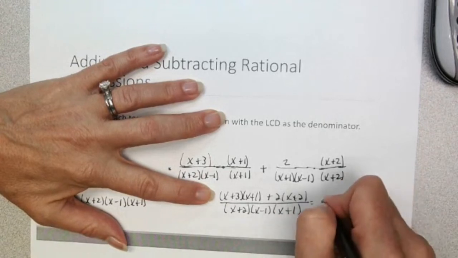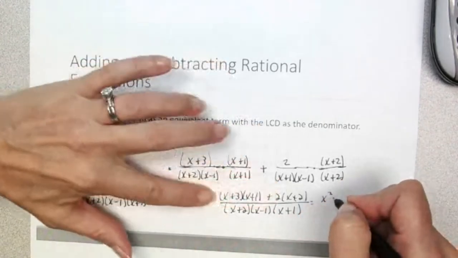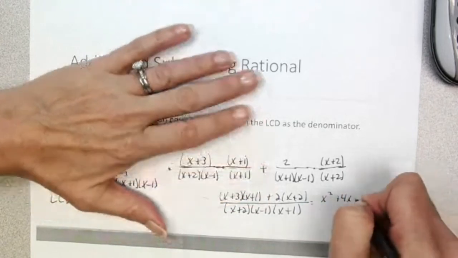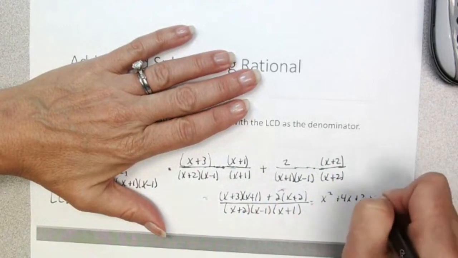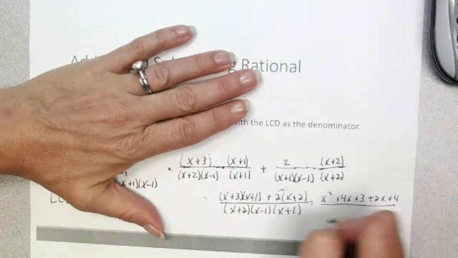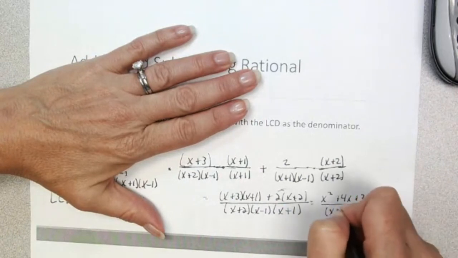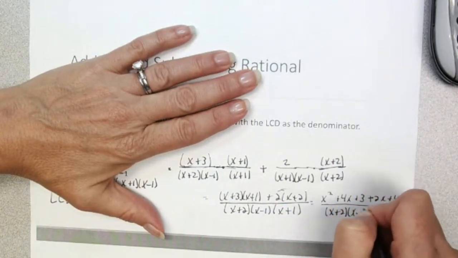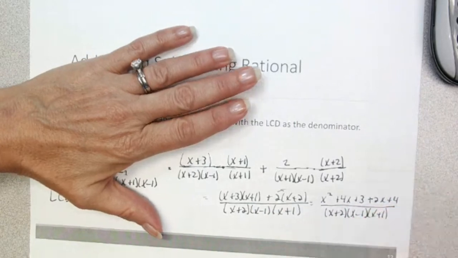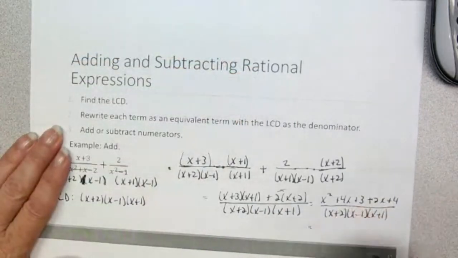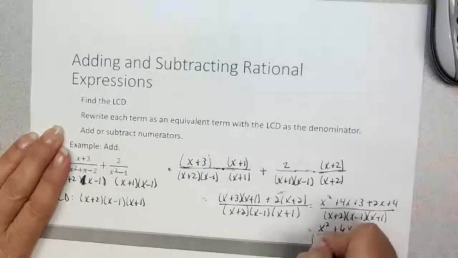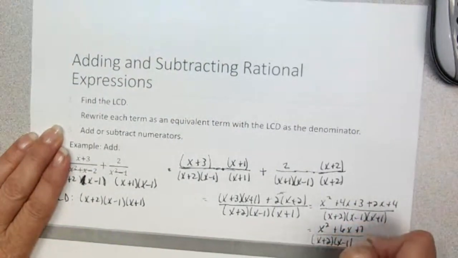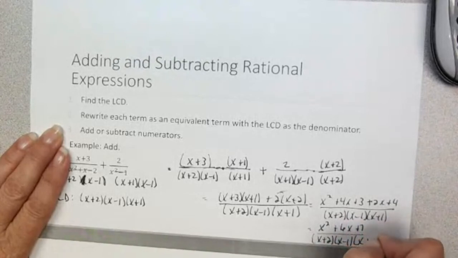X plus 3 times x plus 1 is x squared plus 3x plus another x, so plus 4x, and 3 times 1 is plus 3. Then plus, distribute that 2, 2x plus 4, all over, I'm not going to multiply those. I'm going to leave those factors as they are, x plus 2 times x minus 1 times x plus 1. All right, I can combine the like terms and pretty that up a little bit and write it as x squared plus 6x plus 7 over the x plus 2 times x minus 1 times x plus 1.